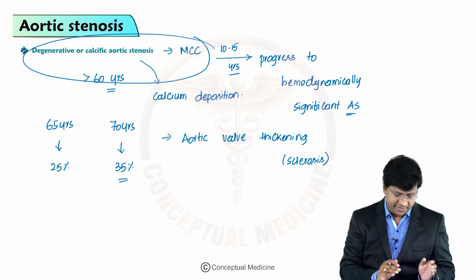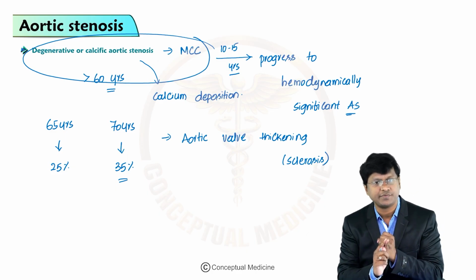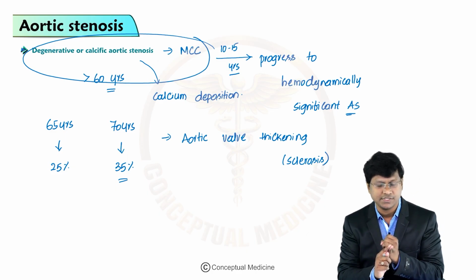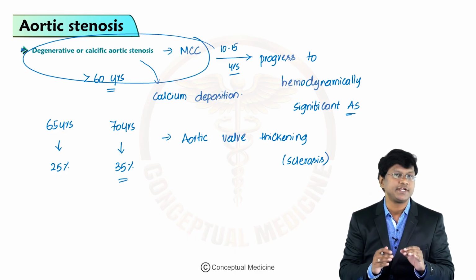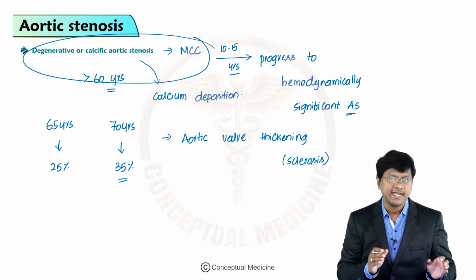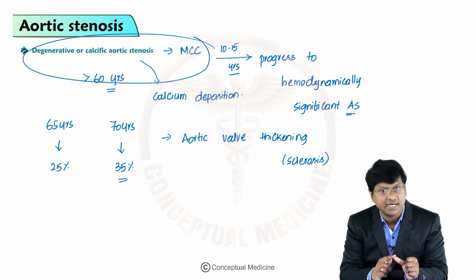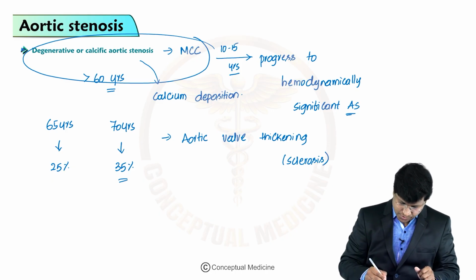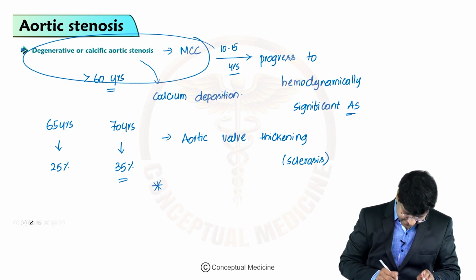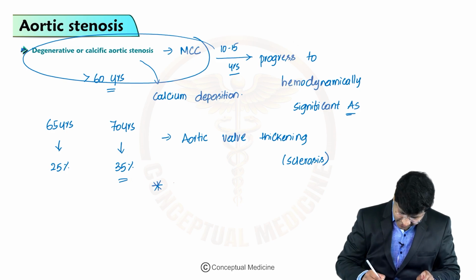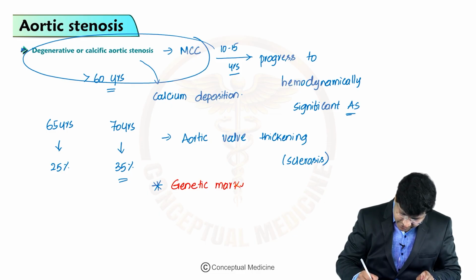Now, one important etiology we have discussed is congenital aortic stenosis, and the second important etiology is degenerative or calcific aortic stenosis. And apart from that, certain genetic markers are associated with aortic stenosis. This is a very important multiple choice question, right? What is the genetic marker which is associated with aortic stenosis?